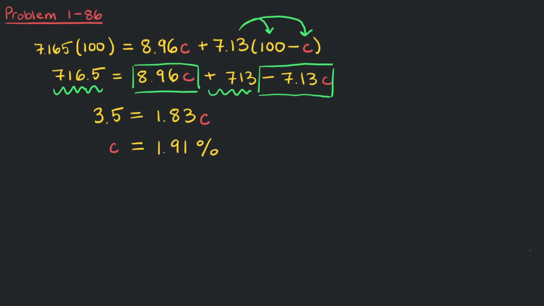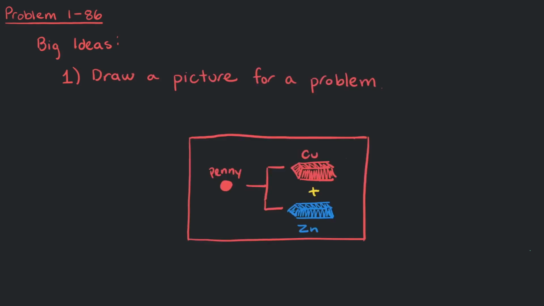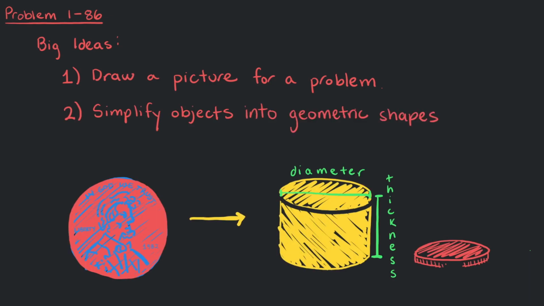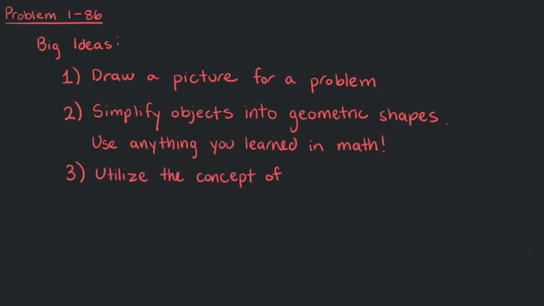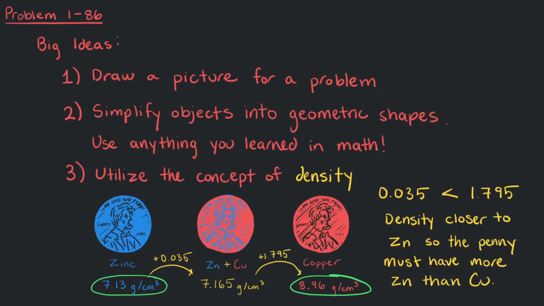A few key ideas to remember are: 1. It really helps to draw a picture for a problem so that we can see the thing that we are learning about and trying to figure out. 2. To simplify objects like pennies into geometric shapes. Chemistry does not get rid of any previous volume formulas and math we have learned before. 3. To utilize the concept of density to determine the overall density of a composite object. Compare this density to the known densities of the materials involved to understand the proportion of each material. Make sense of the numbers with logic.